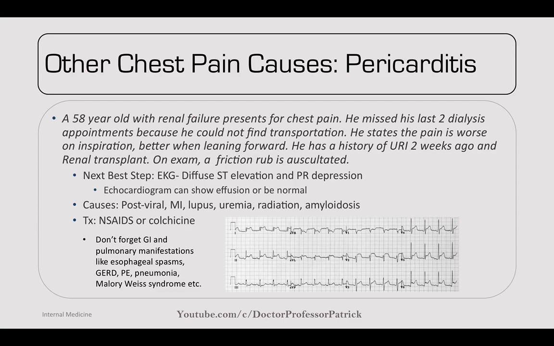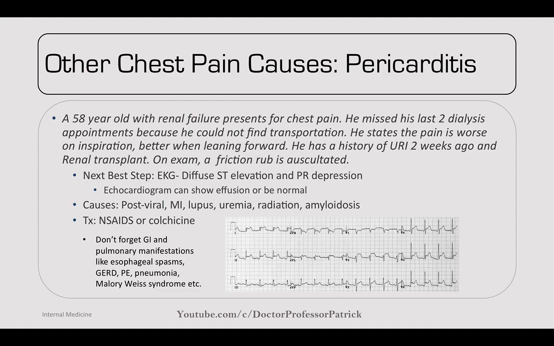So some of these causes that this patient had, almost all of them, post-viral, can cause a pericarditis, an MI, both acutely and Dressler syndrome 4 to 6 weeks later. Lupus can cause serositis all over the body, but commonly pericarditis.